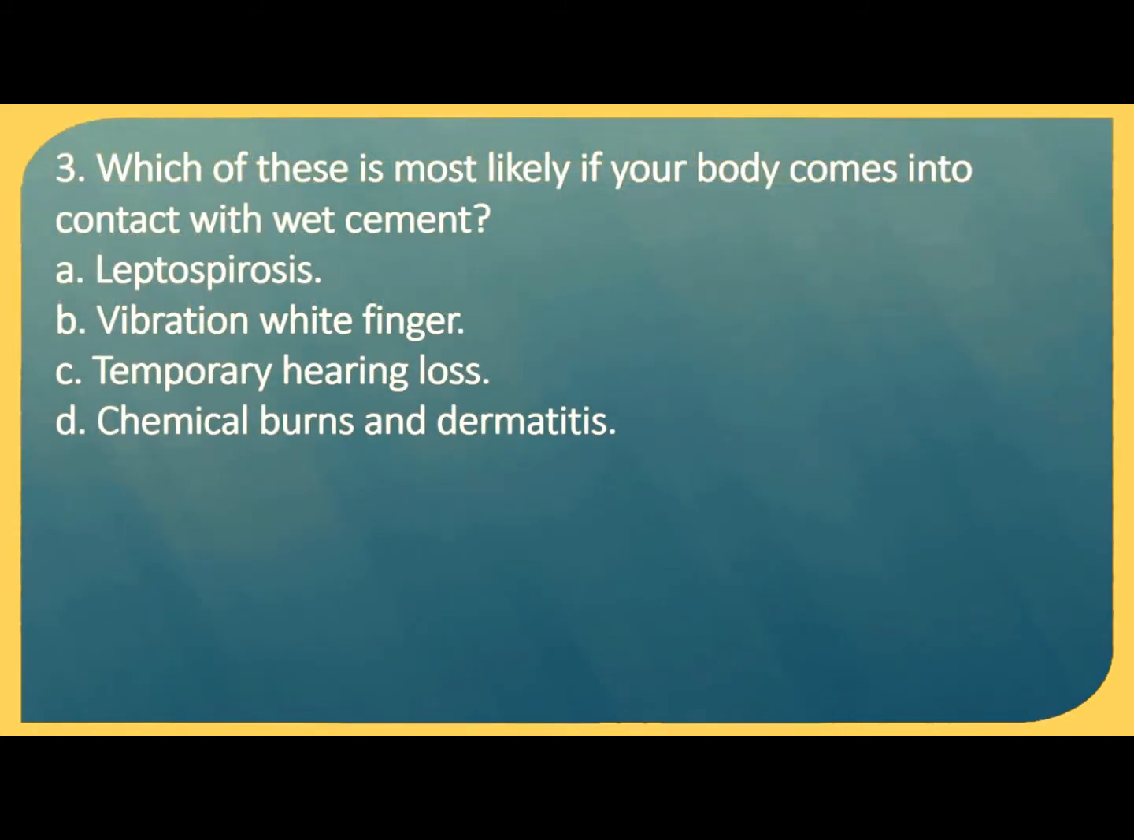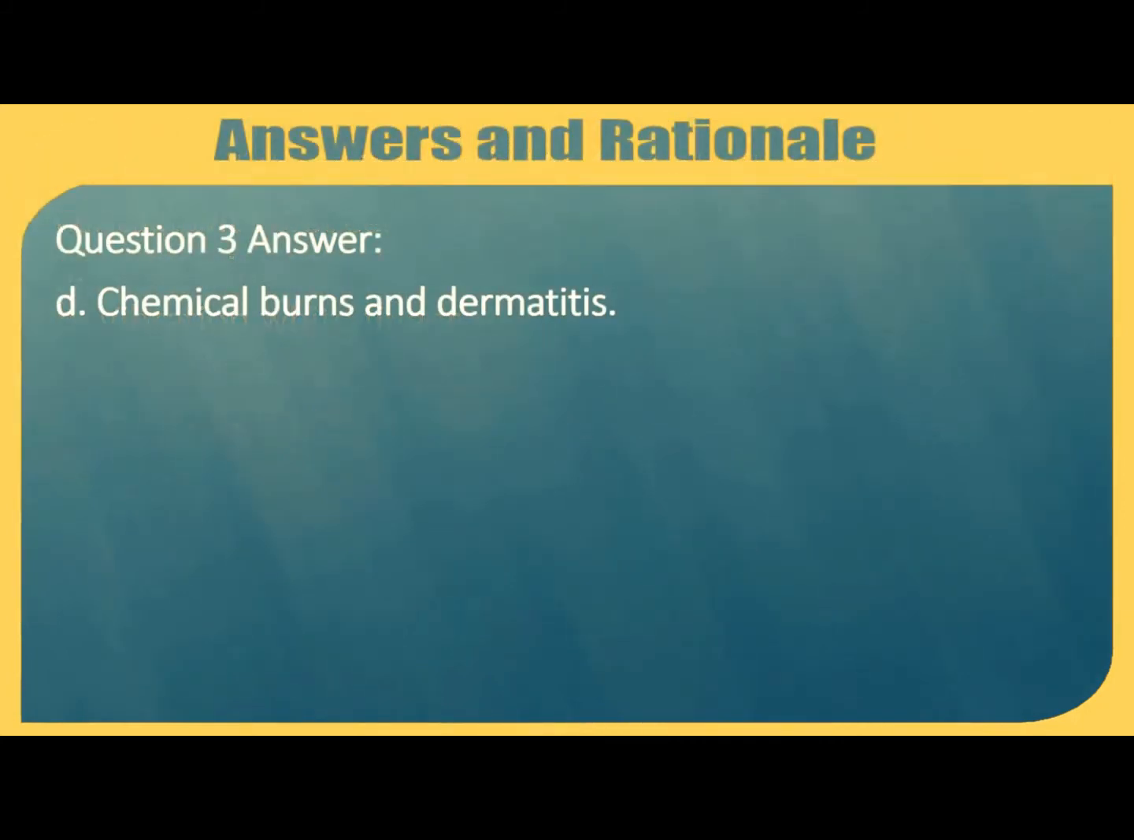Question 3. Which of these is most likely if your body comes into contact with wet cement? A. Leptospirosis. B. Vibration white finger. C. Temporary hearing loss. D. Chemical burns and dermatitis. Question 3. Answer D. Chemical burns and dermatitis.